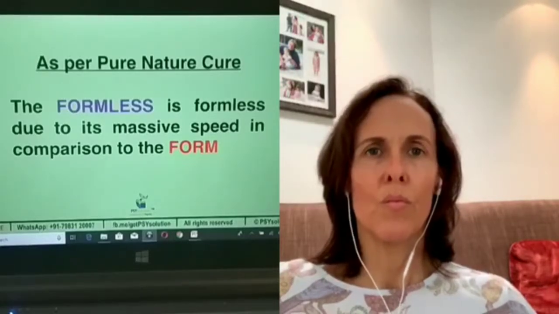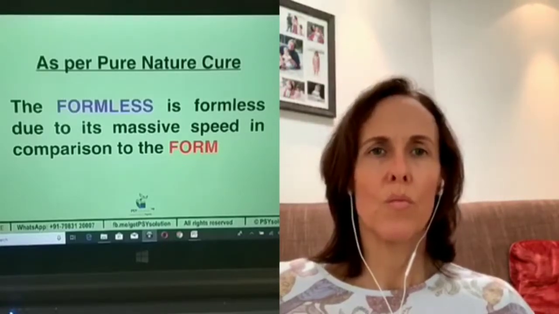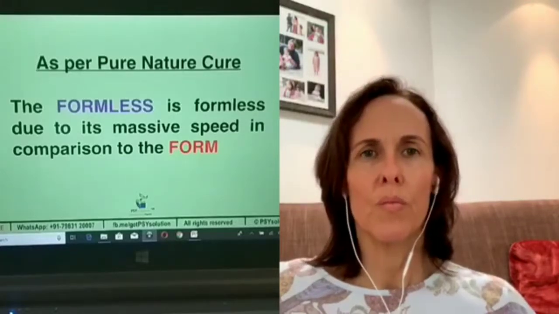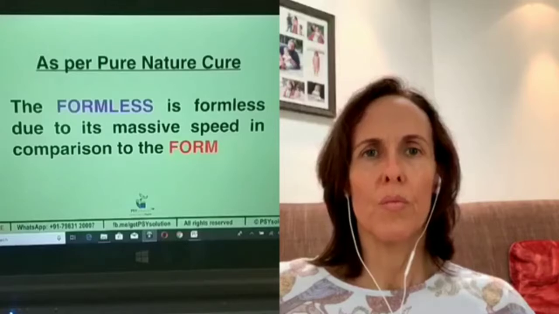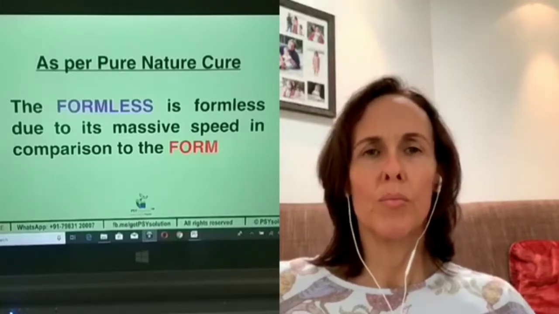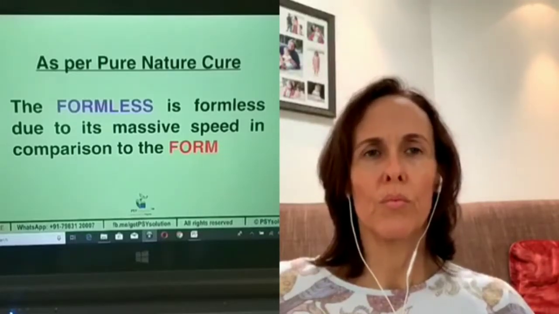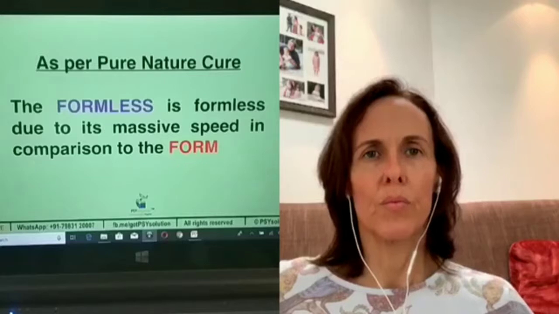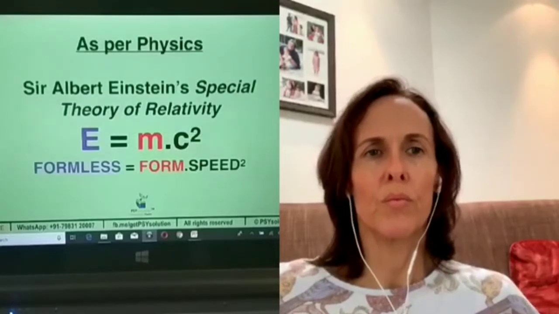So that means if the formless is reduced by its speed, then it can take a form, or if we add huge speed in the form, then it becomes formless. It becomes formless, right? So that is what our conclusion is in physics also, if you just remember.